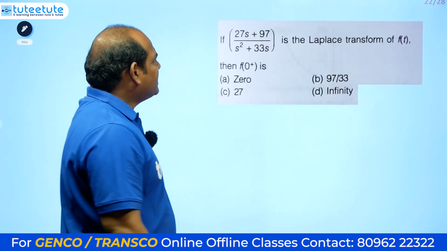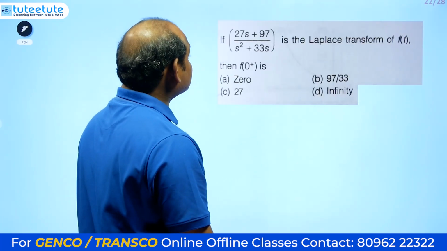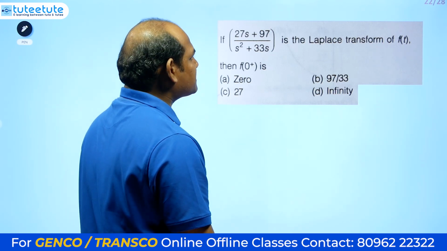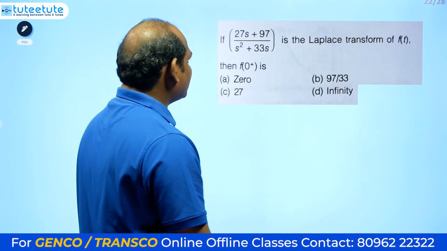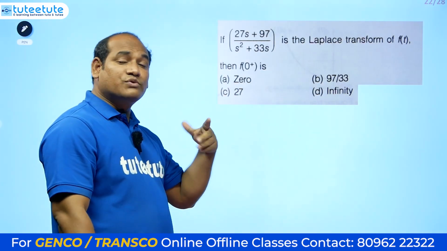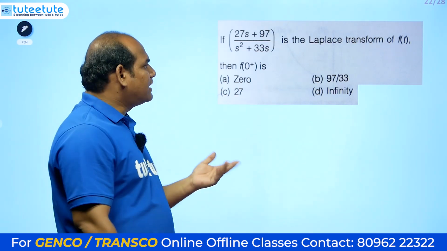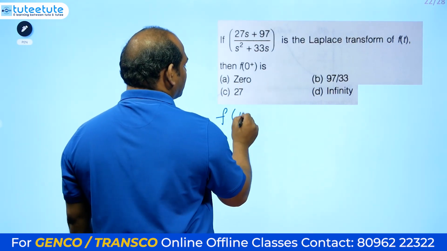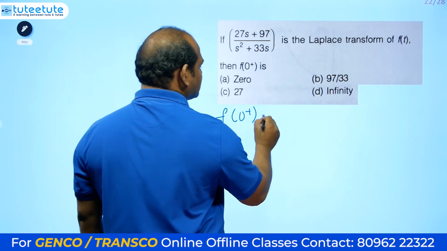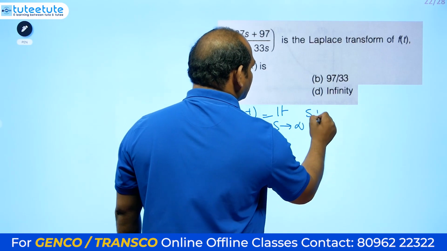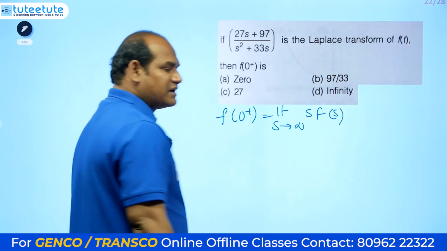So the next question is, if 27s plus 97 by s square plus 33s is the Laplace transform of the signal f of t, then find f of 0 plus. That means it is the initial value. So we have to apply the initial value theorem. Okay, by observing this one, easily we can tell that. So according to the initial value theorem, f of 0 plus is equal to limit s tends to infinity s into f of s. This is what we can take.